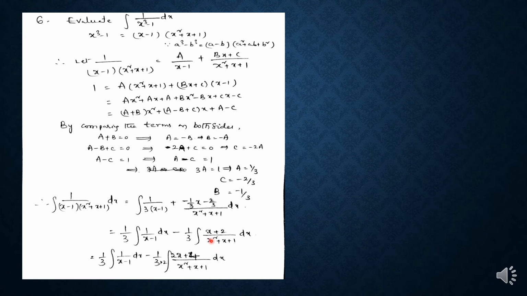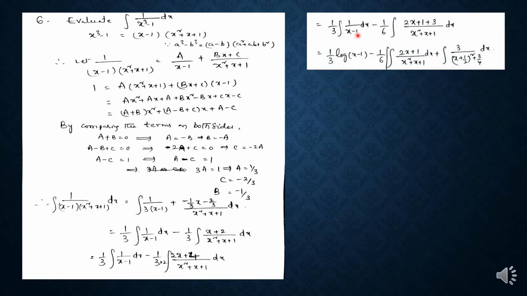Here also we should check whether the integrand is in the form of f'(x)/f(x). Here f(x) is x² + x + 1. If we differentiate this function, f'(x) is 2x + 1. So in the numerator we have only x + 2. So to get 2x, multiply and divide with 2. Then that becomes 1/3 ∫ 1/(x − 1) dx − (1/(3·2)) ∫ (2x + 4)/(x² + x + 1) dx.